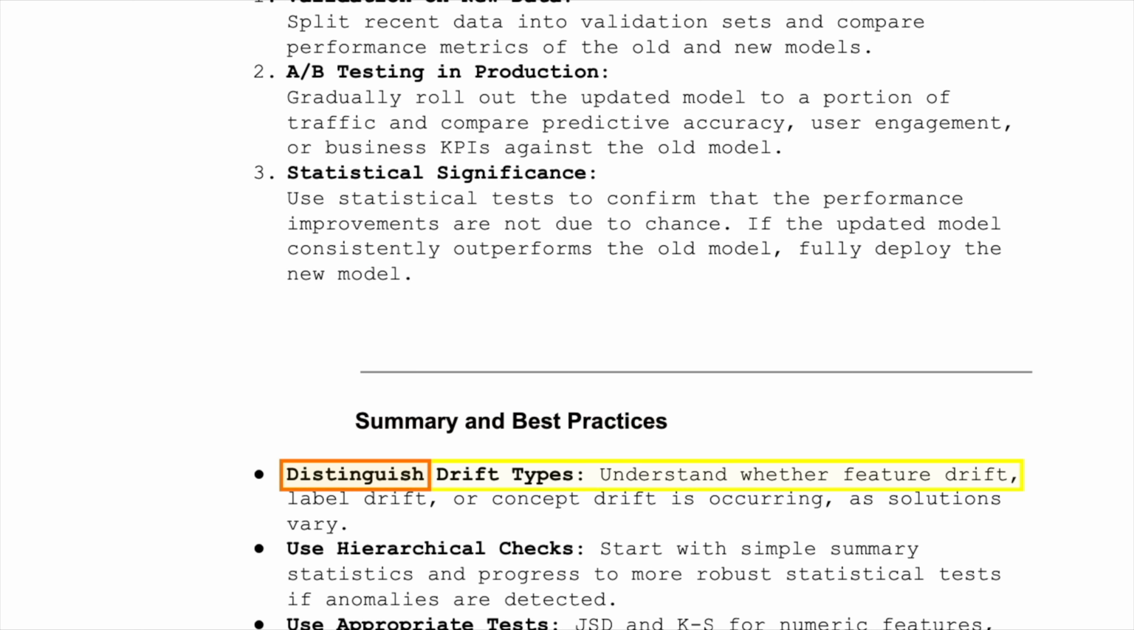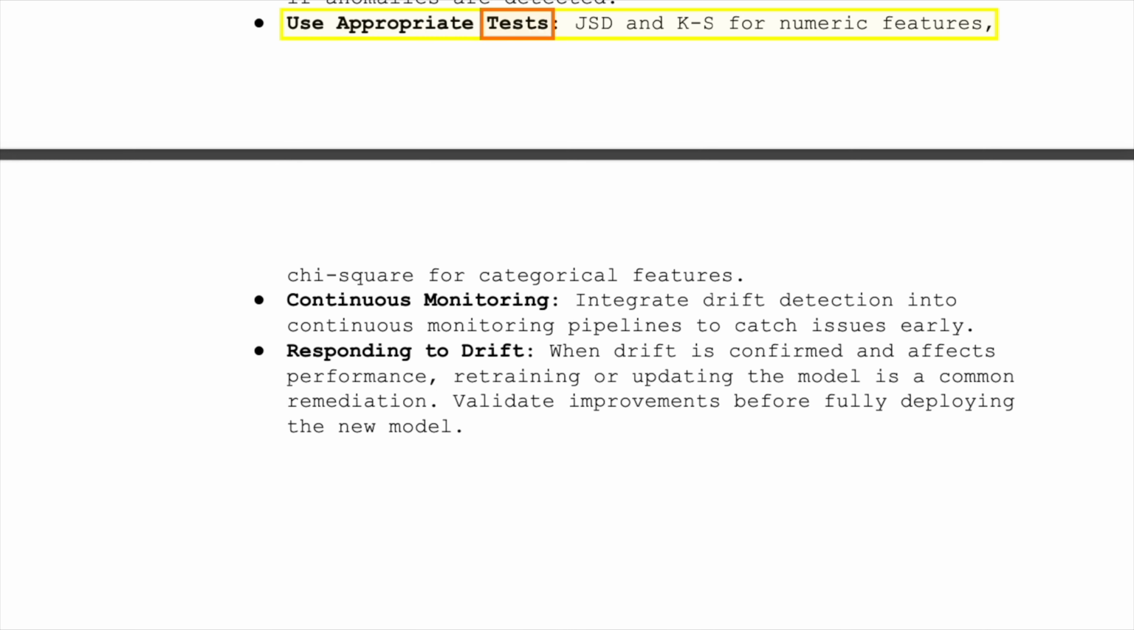Summary and best practices. Distinguish drift types. Understand whether feature drift, label drift, or concept drift is occurring, as solutions vary. Use hierarchical checks. Start with simple summary statistics and progress to more robust statistical tests if anomalies are detected. Use appropriate tests, JSD and KS for numeric features, chi-square for categorical features. Continuous monitoring. Integrate drift detection into continuous monitoring pipelines to catch issues early. Responding to drift. When drift is confirmed and affects performance, retraining or updating the model is a common remediation. Validate improvements before fully deploying the new model.